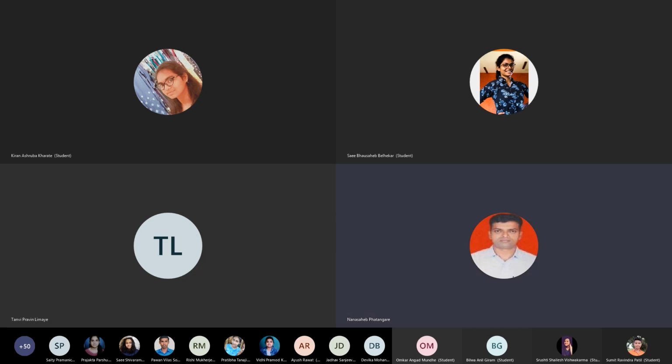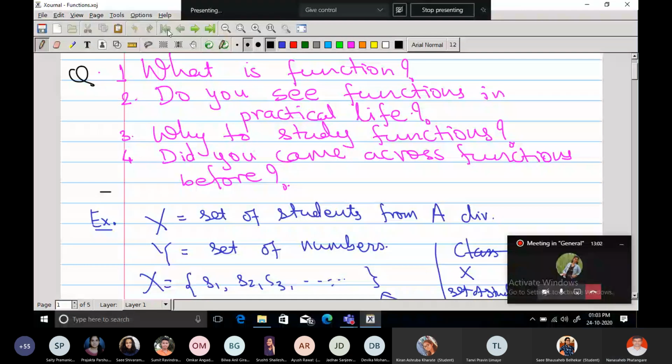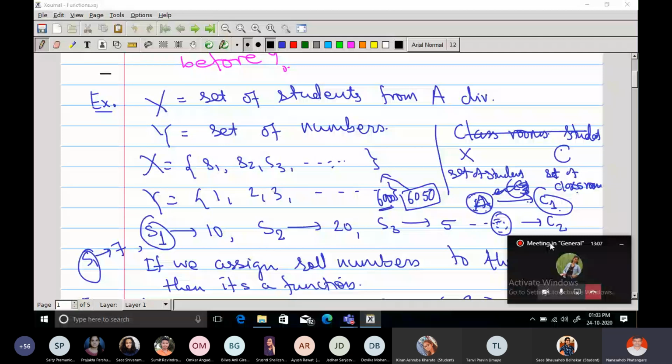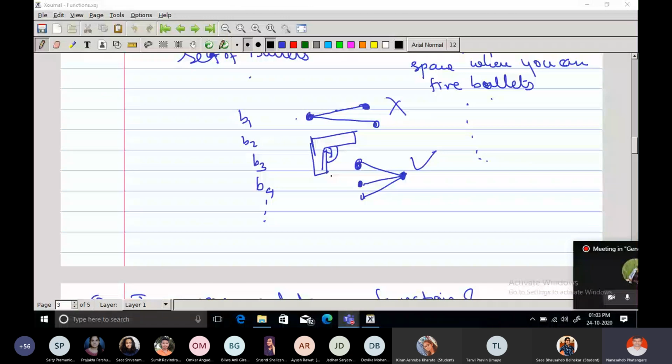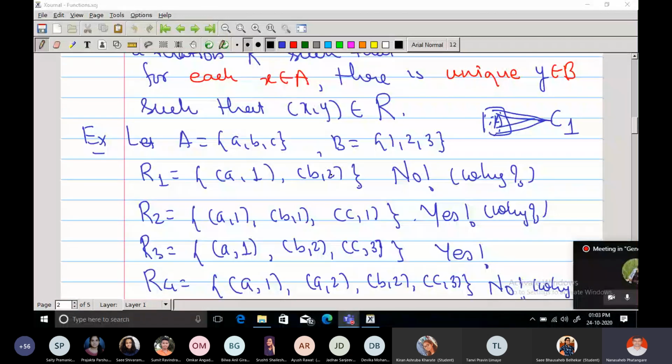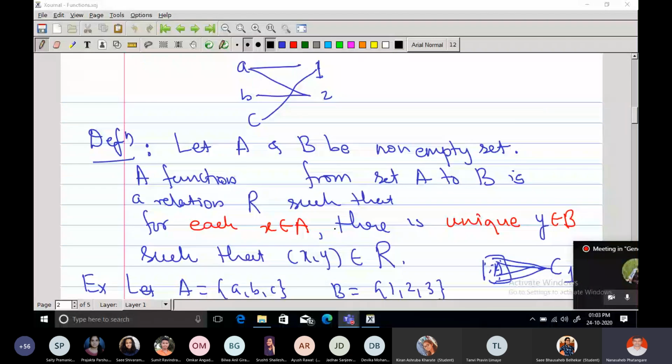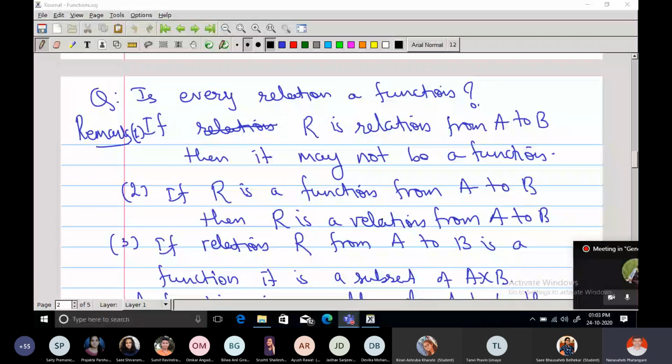Okay, so last time we were talking about functions, right? We discussed the definition of a function. A function is a relation. A function from set A to B is a relation from A to B such that for every element x in A there is a unique y in B such that the pair xy is in relation R. Generally we denote a function by the symbol f, and when xy belongs to f we write it as f(x) = y, called the value of function f at x.